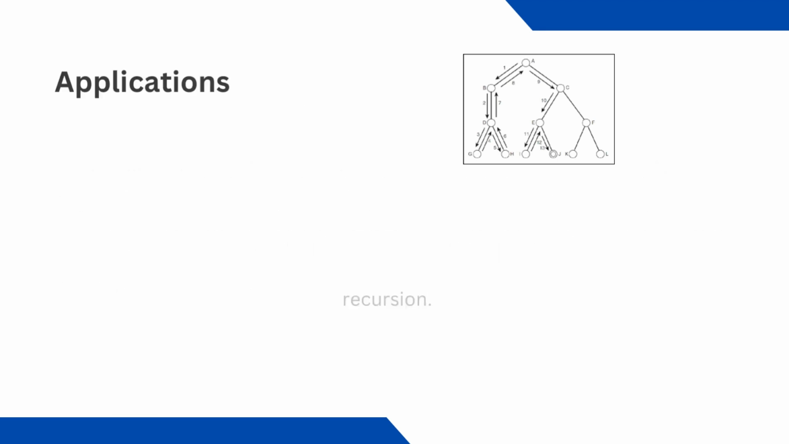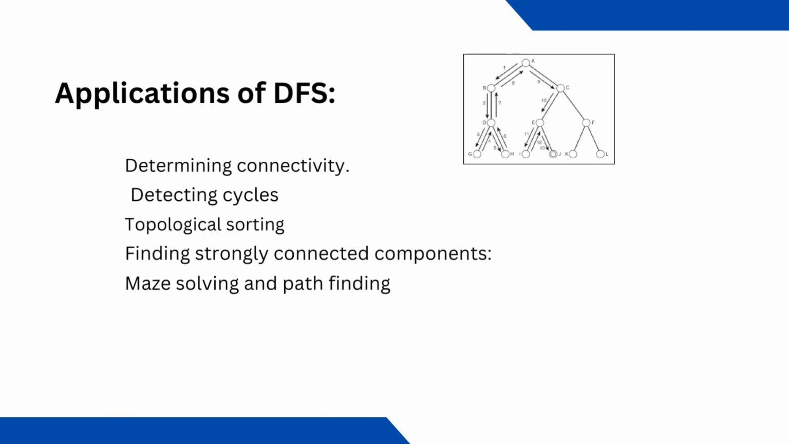The applications of DFS: determining connectivity. DFS can be used to determine if a graph is connected or if there are multiple connected components. DFS can be employed to detect cycles in a graph by keeping track of visited vertices and identifying back edges.